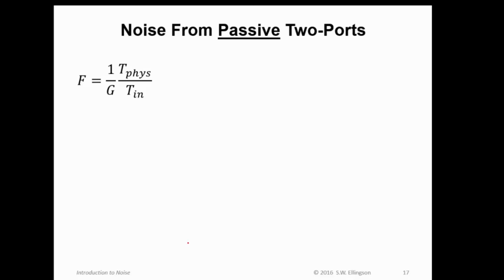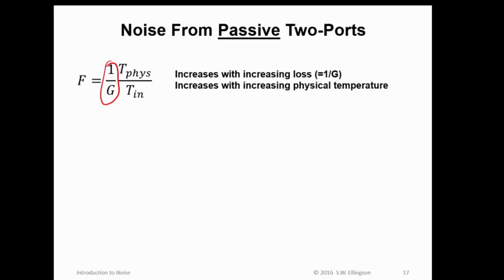Now here I've written that expression again. I want you to note a couple things here. First, this increases with increasing loss. 1 over gain is loss. So when loss goes up, the noise figure also goes up. So for example, if we have a cable being a passive 2-port, and the loss in that cable is increasing, then the noise factor of that cable is also increasing. Similarly, if I have some cable and it's at some temperature and thereby produces a certain amount of noise, and I increase the temperature of that cable, then the noise will increase and the noise factor will increase.